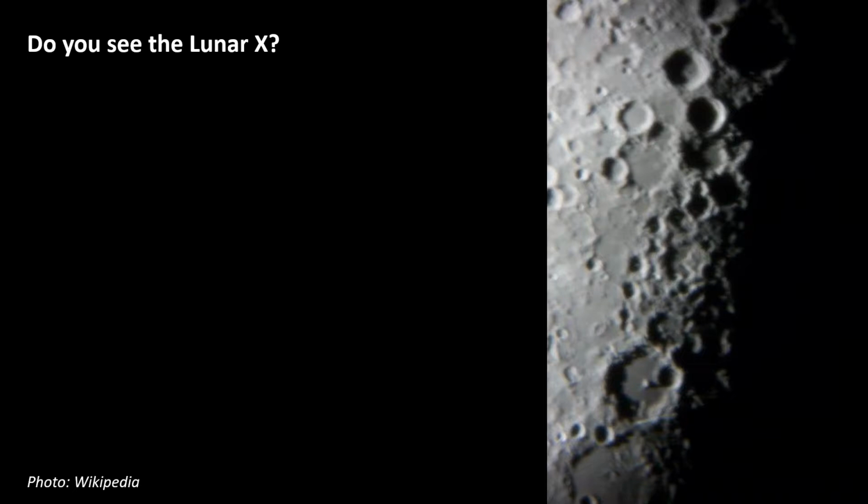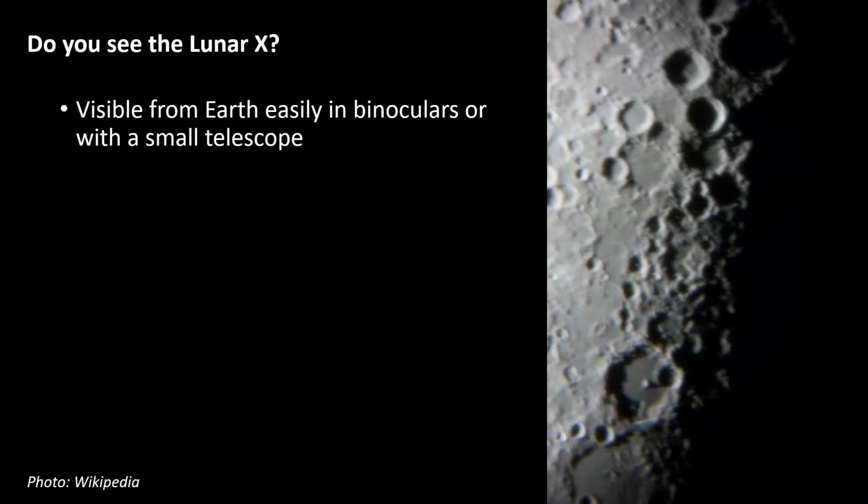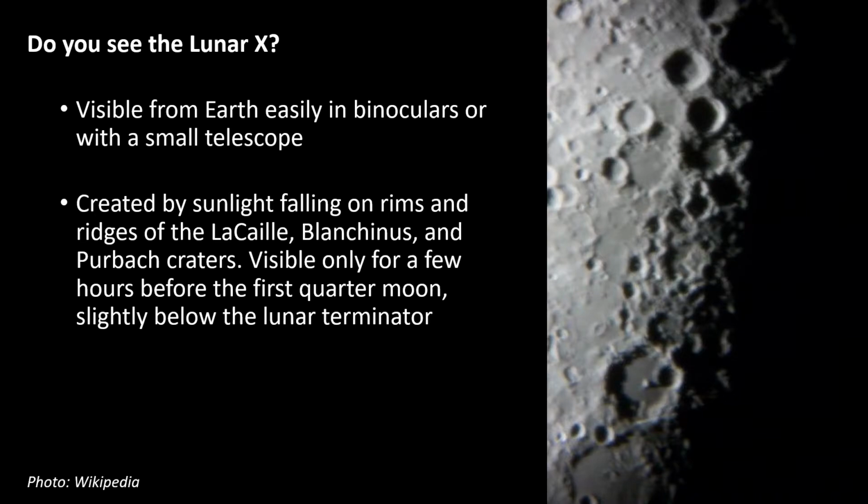One interesting feature on the moon is called the lunar X. Do you see it in the image to the right? This lunar X is visible from Earth easily in binoculars or with a small telescope. It's created by sunlight falling on the rims of three craters, Lechi, Blanchinus, and Purbach. It's visible only for a few hours before the first quarter moon, slightly below the lunar terminator. Here's Lechi crater, Blanchinus, and Purbach. Do you see it now? There's the lunar X.